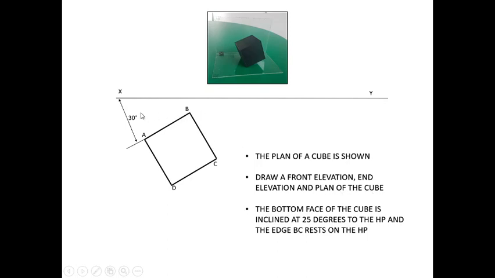As we can see from the drawing, it's rotated 30 degrees to the vertical plane. The bottom face of the cube is inclined at 25 degrees to the horizontal plane, and the edge BC rests on the horizontal plane.